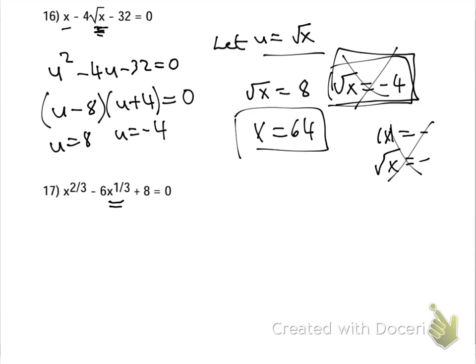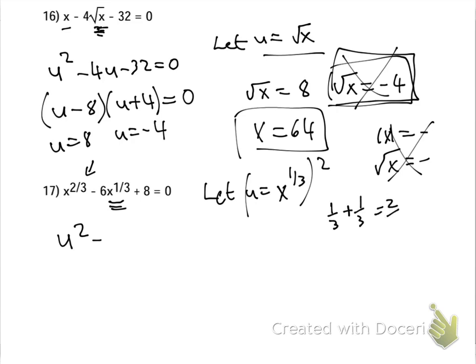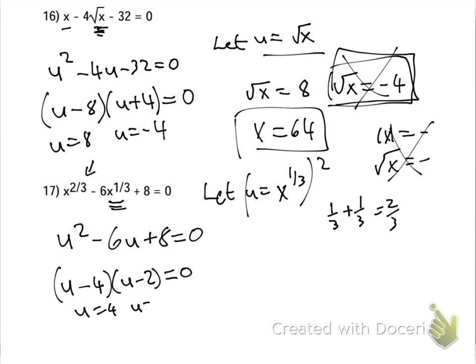There you go. Finally, let u equal x to the 1/3. Okay, again, that middle term. You'll have this, u squared, because if I square these, I will get the 2/3. Remember, when you square 1/3, that's 1/3 times 1/3, but there you are adding exponents. So remember, that's why I'm writing this over here. Okay, so we will have u minus 4, u minus 2 equals 0. So therefore, u equals 4, u equals 2.